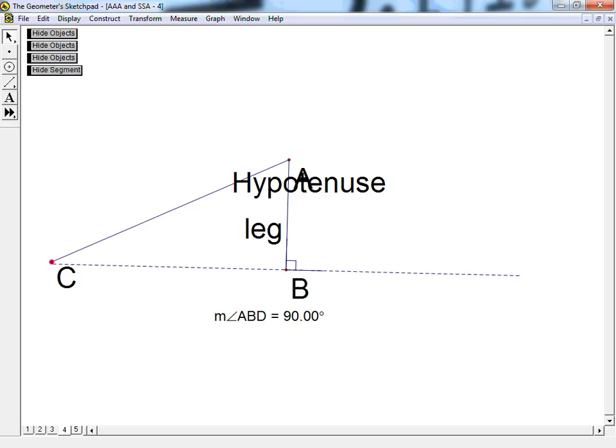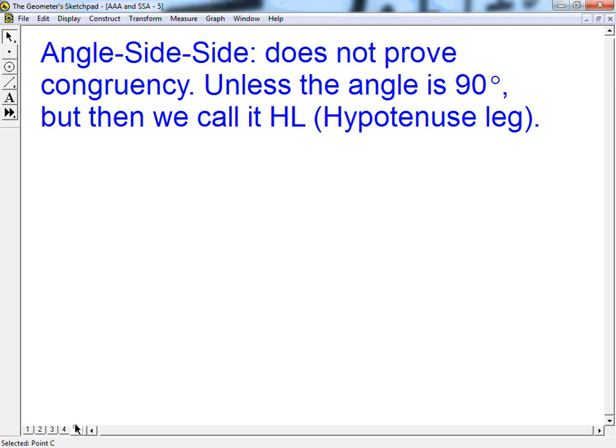So let's formalize this. Let's just say angle-side-side does not prove congruency. So angle-side-side does not prove congruency, right? Angle-side-side is not a rule, unless the angle is 90 degrees, but then we call it HL, hypotenuse leg.